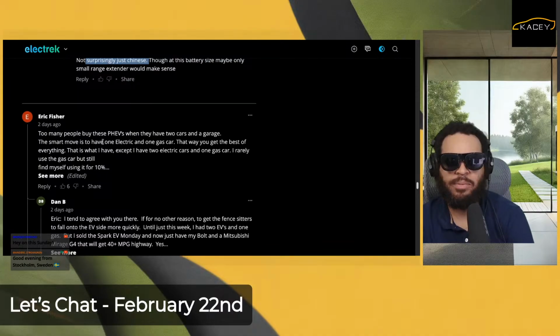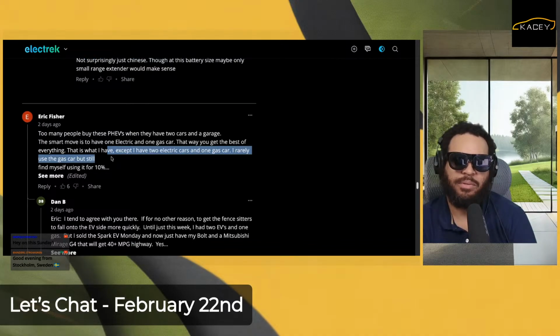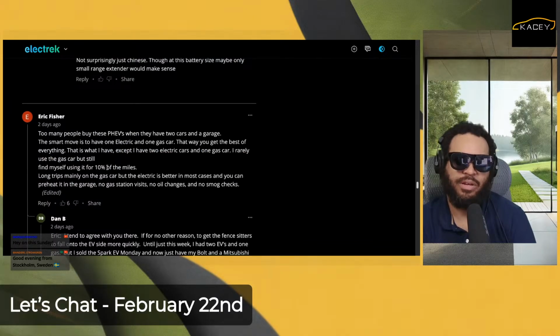Too many people buy these PHEVs when they have two cars in a garage. The smart move is to have one electric and one gas car. I would do one electric and one hybrid gas car. That way you get the best of everything. Except I have two electric cars and one gas car. I rarely use the gas car, but still find myself using it for 10% of the miles. That's super high. Long trips mainly on the gas car, but with the electric, it's better. What are your electric cars while you're doing this?